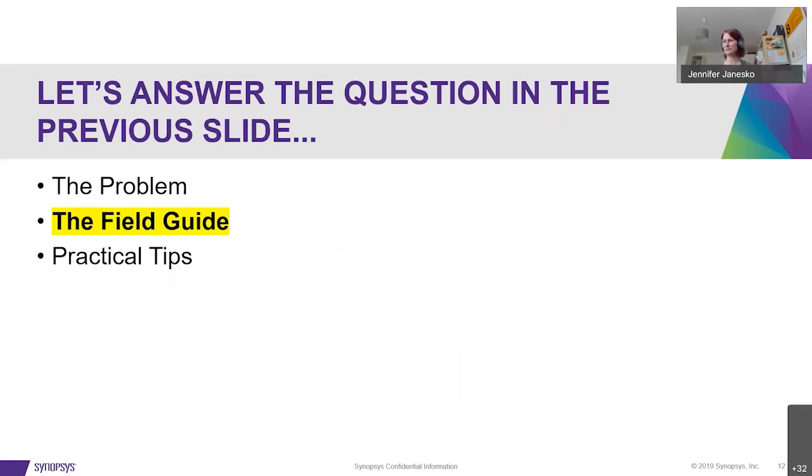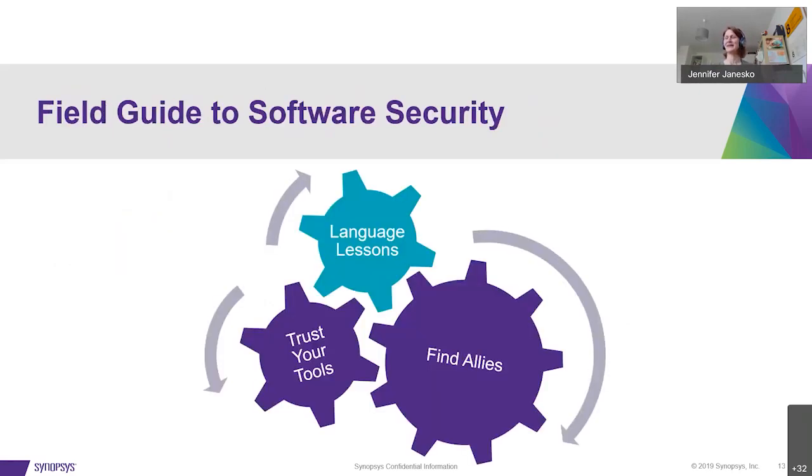We need to loosen up. We're about to do some things. So my field guide is broken up into three different parts. First, language lessons. Second, trust your tools. And third, find your allies. And so let's get started with language.